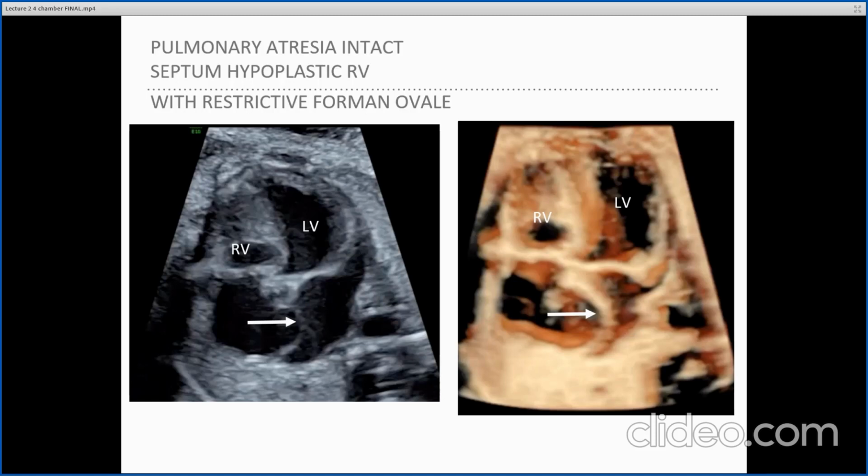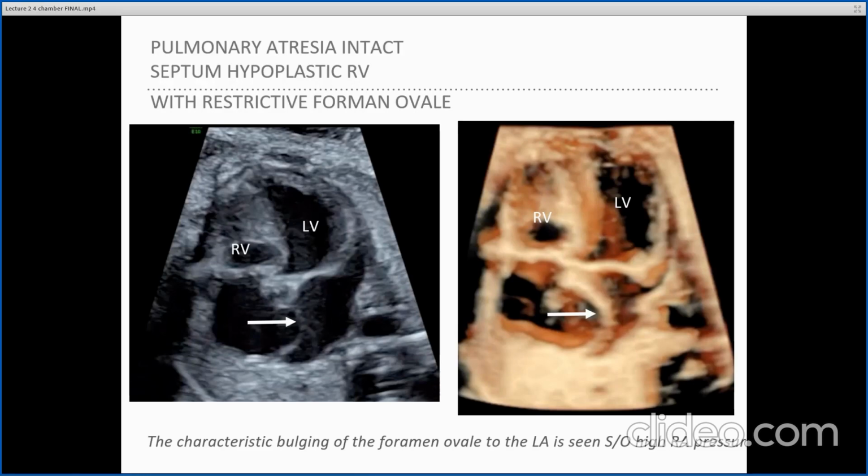Here, the hemodynamics is that the blood cannot easily enter the right ventricle because the tricuspid valve is small. So the entire blood in the right atrium has only one exit pathway, which is the foramen ovale. If the foramen ovale is restrictive, the right atrial pressure will increase, and this will cause bulging of the foramen ovale.